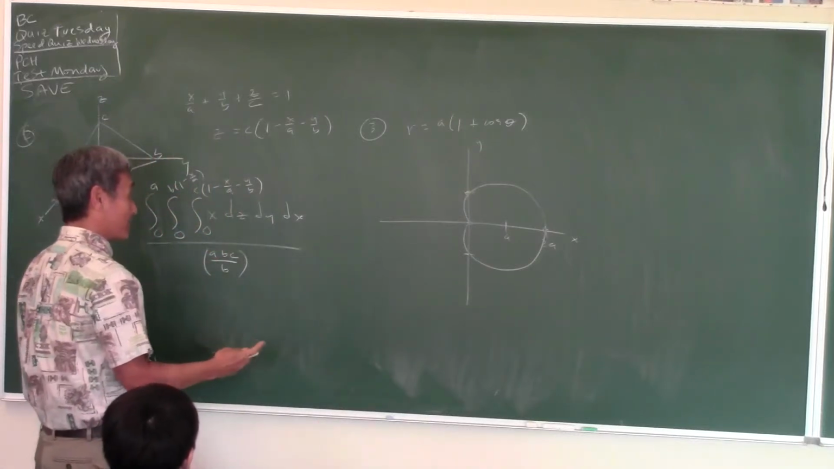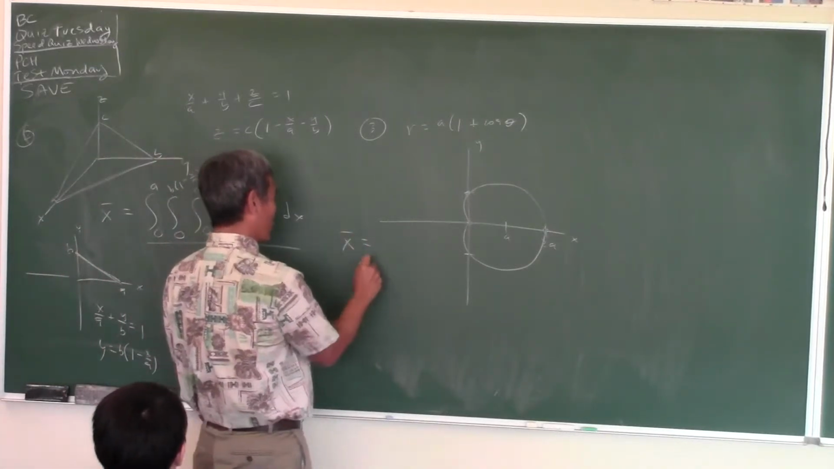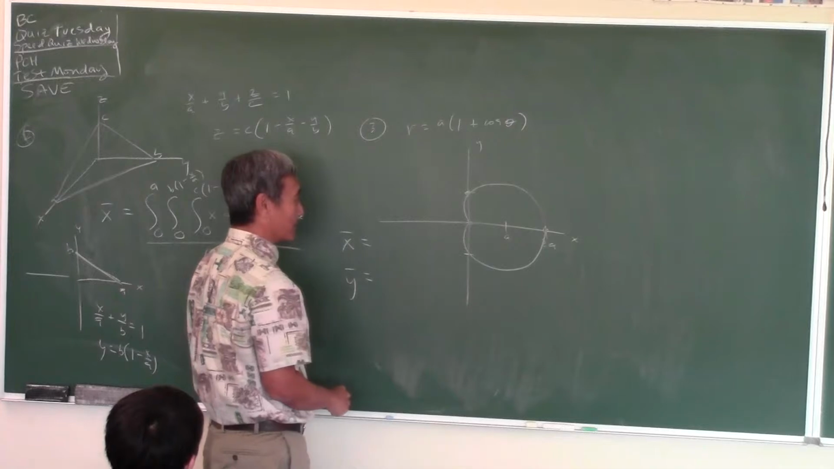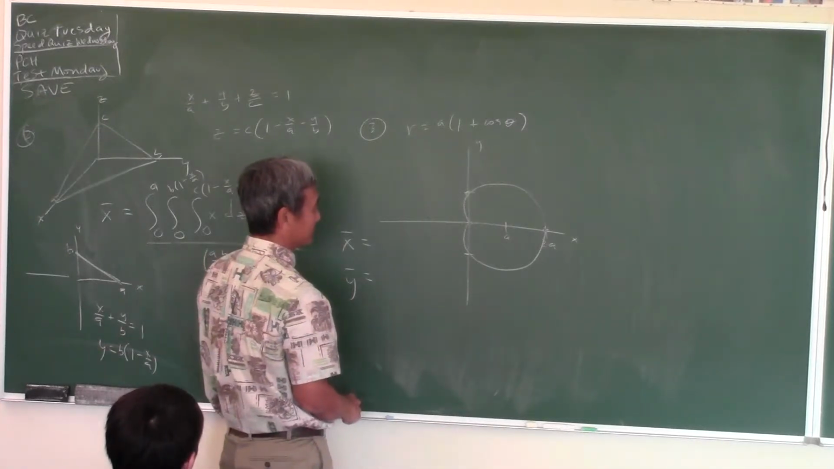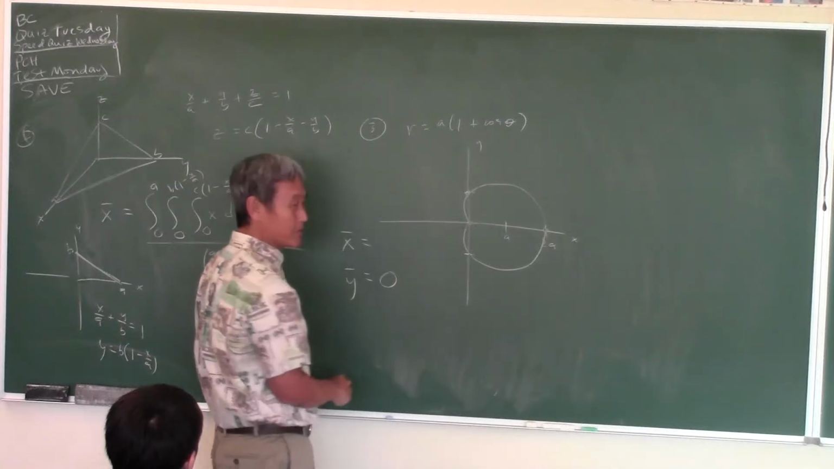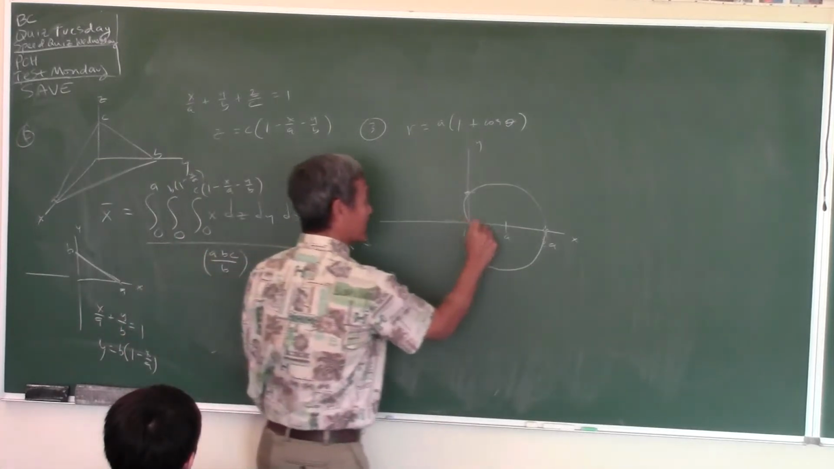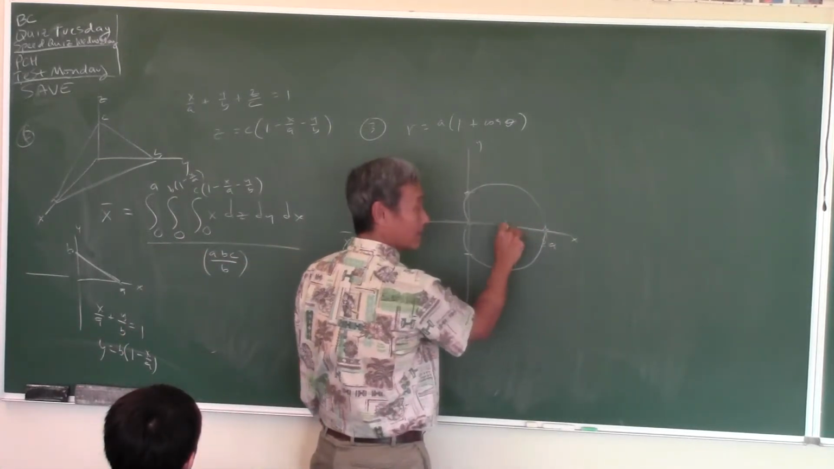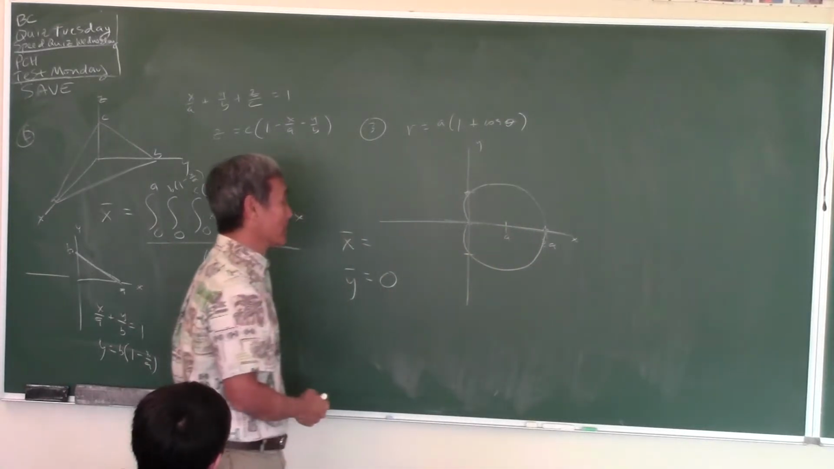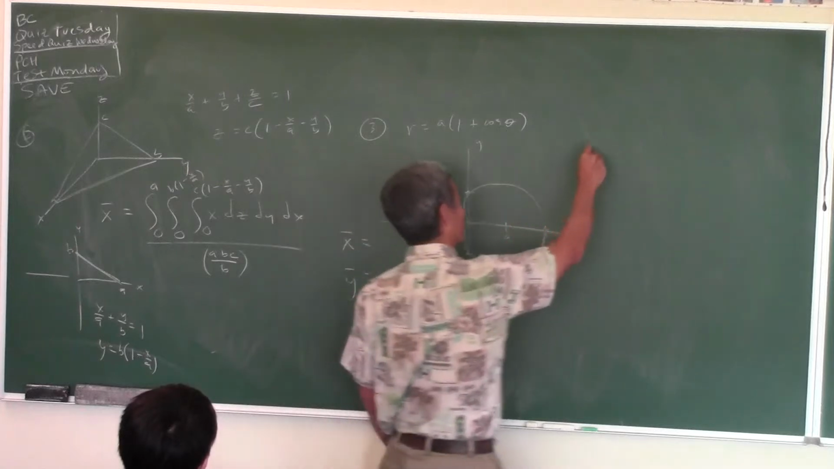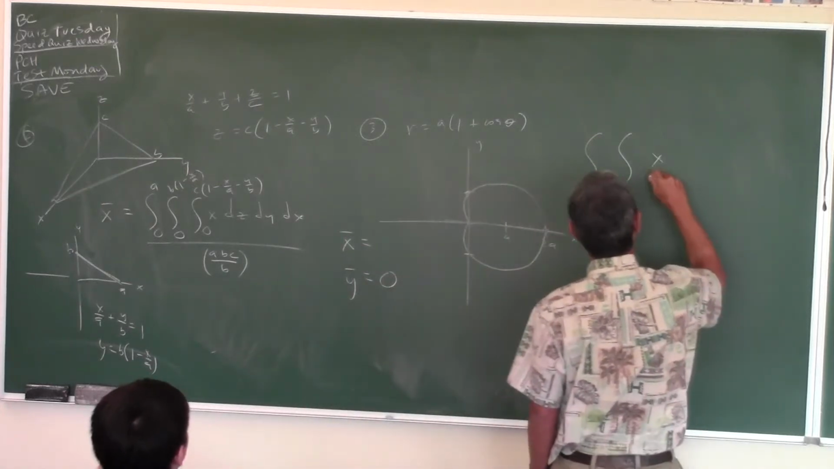So, we need to find the x coordinate and the y coordinate of the centroid, but what is the y coordinate of the centroid? Zero, because of symmetry, right? It's gotta lie on this line somewhere. You're gonna balance it. Yes. So it's the x coordinate, so double integral of x.